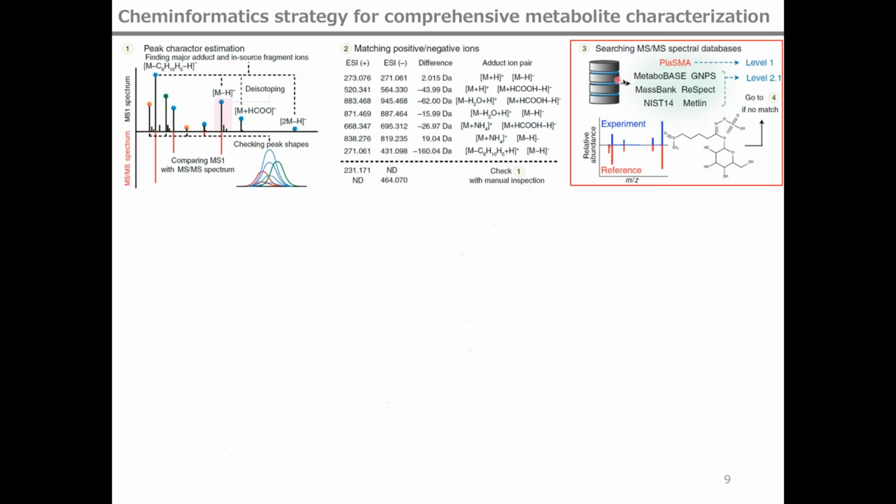And let's move to the third step. The third step is about MS spectrum searching. First of all, we analyzed around 500 standard compounds of plant specialized metabolites to annotate metabolites at level 1 annotation, which was defined by the Metabolomics Standards Initiative.